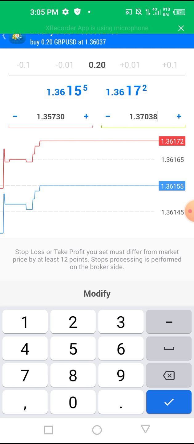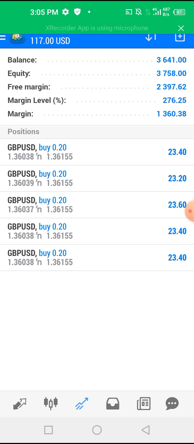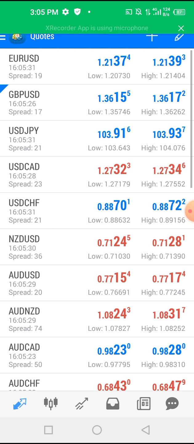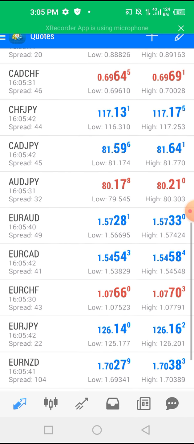1.3703. Let me just put this so that my 100 pips will be completed. That's the micro pips, the last one. So that is it. I get what I'm saying? That is it.